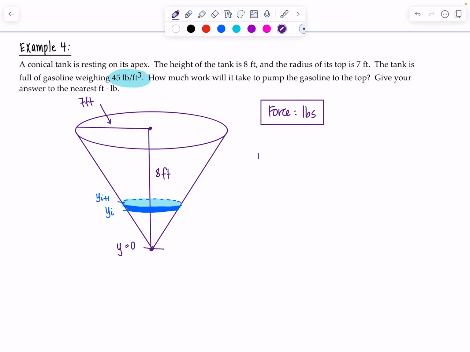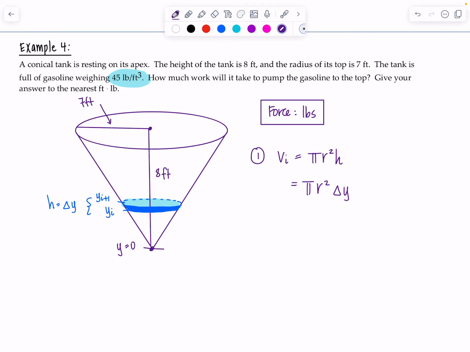Okay, so v sub i, notice this is going to be a circle. So pi r squared times h. What's h? Always. h is delta y. Always, always, always for these problems. Okay, so v sub i is pi r squared h. So that's going to be pi r squared delta y. But what's r?